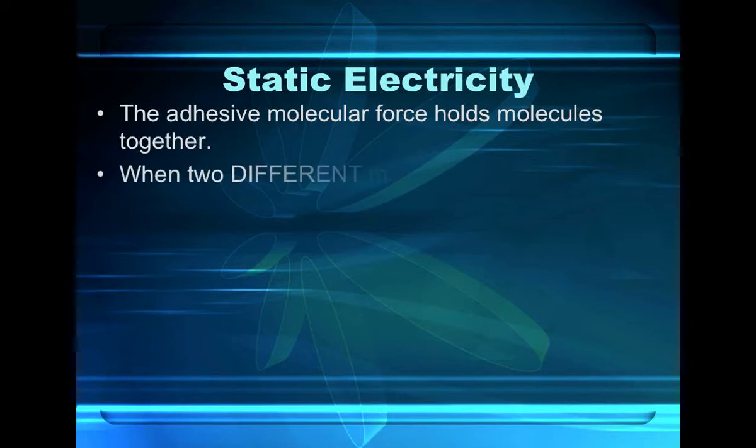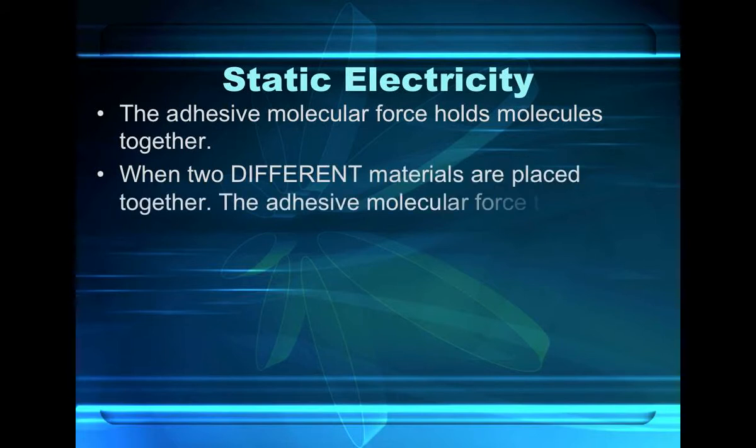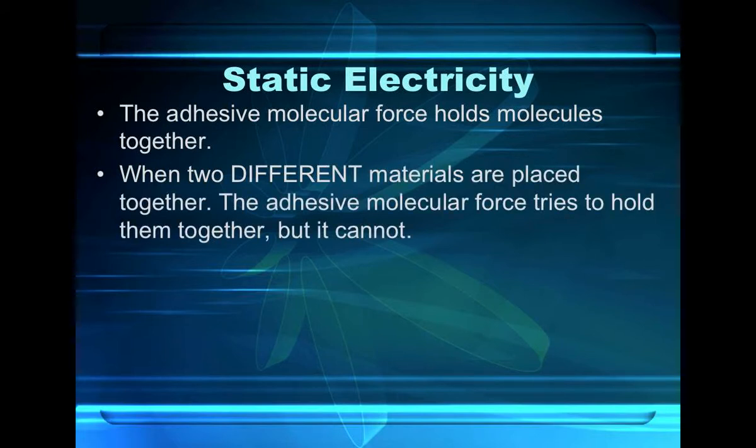Okay, so when two different materials are placed together, the adhesive molecular force tries to hold them together. Think, I have an atom here, I have an atom here. This one has electrons, right? And so there's going to be some forces between the electrons of this one and the protons of this one, and back and forth. However, we're a little bit stronger than that adhesive force, so I can pull my hands back apart. That's no problem.